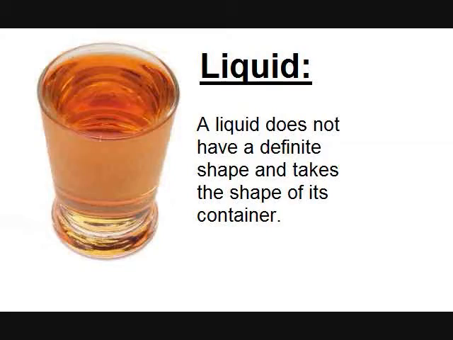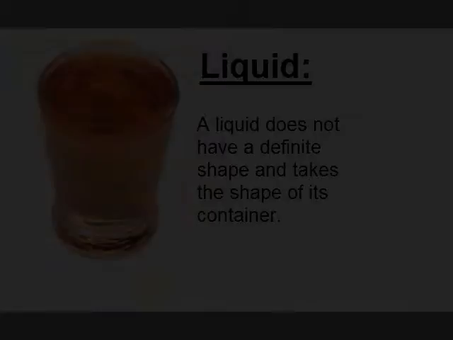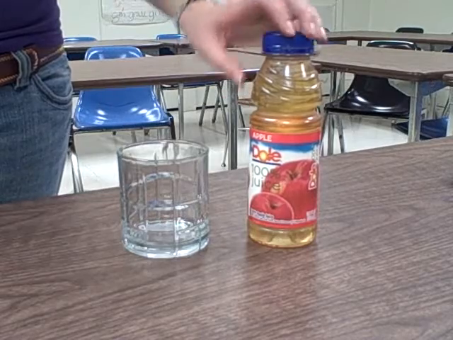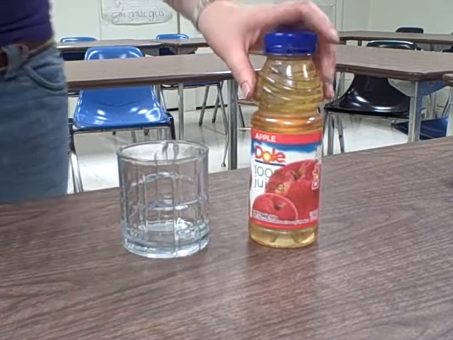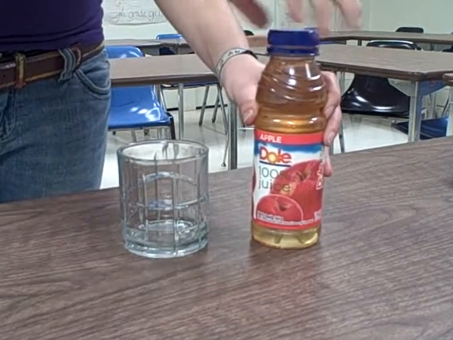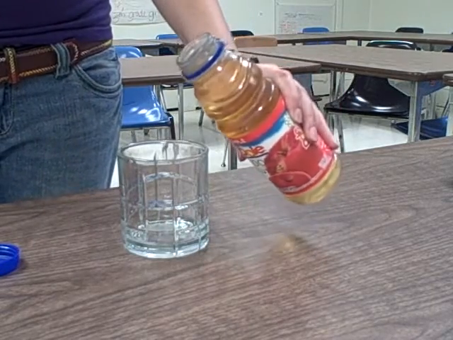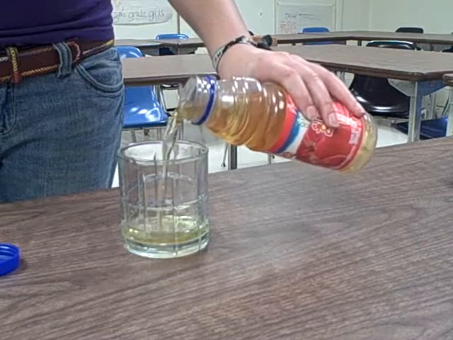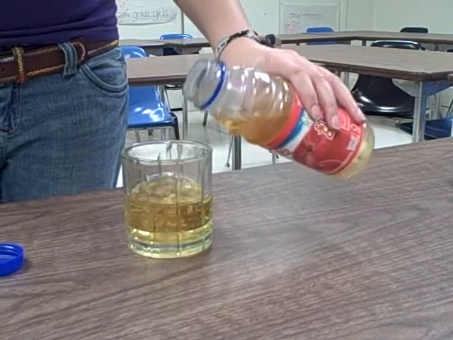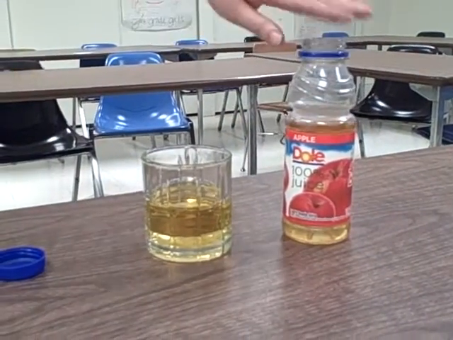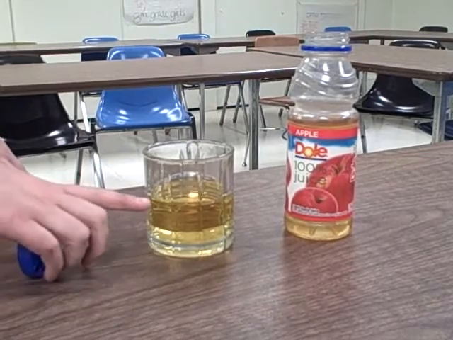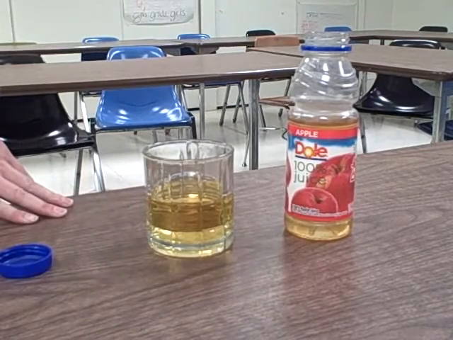A liquid does not have a definite shape and takes the shape of its container. This is apple juice. It's the liquid form of apple, and as you can tell, when we open it up, it will no longer take the shape of its container. Instead of looking like this container, it's now in this one and it has filled the entire area.